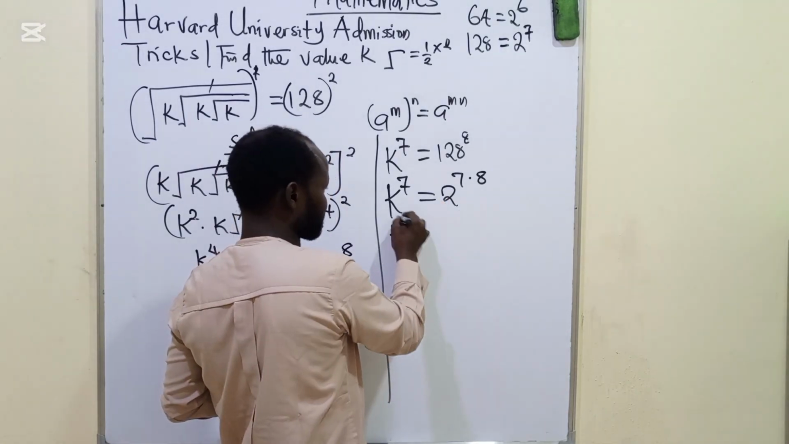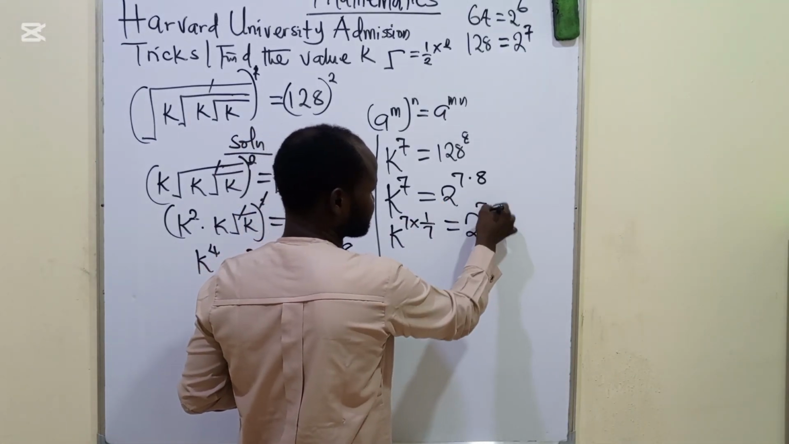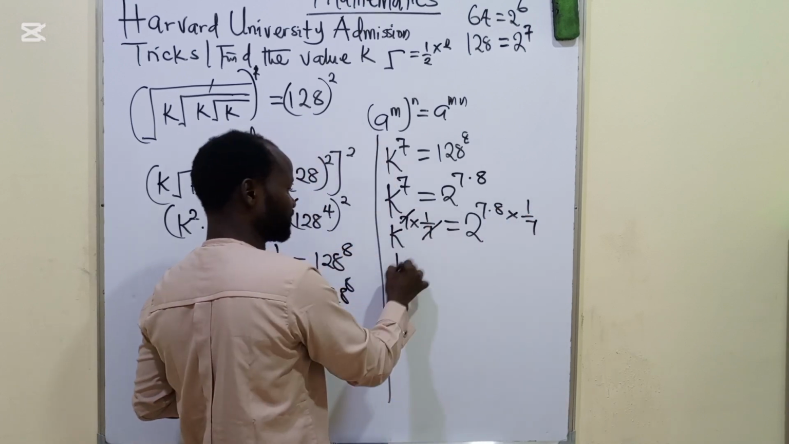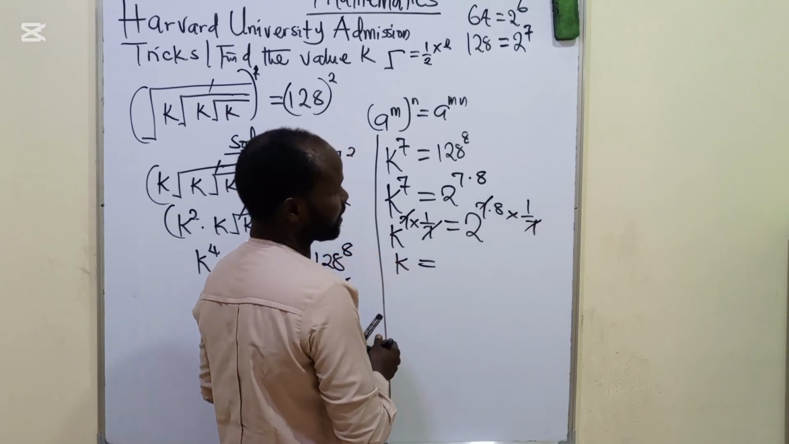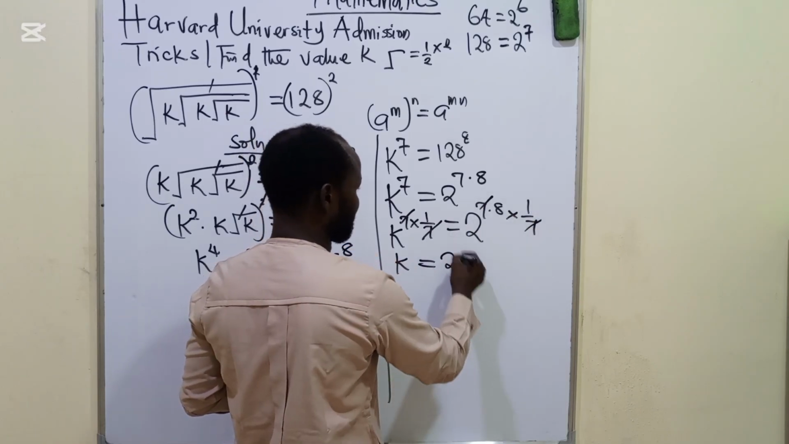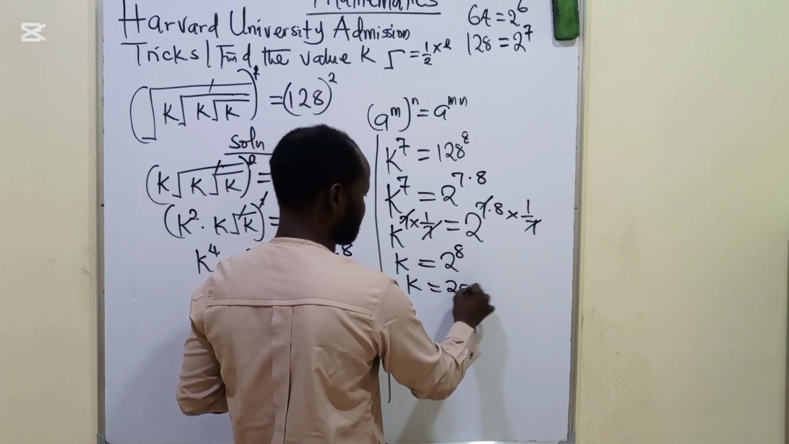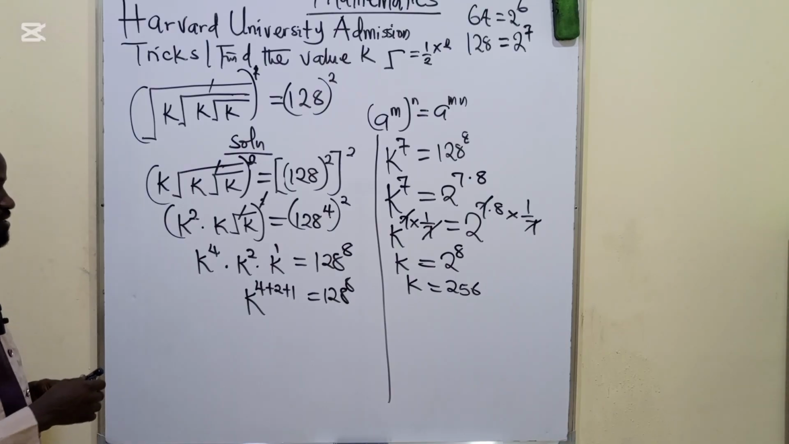So this will be k power 7 times 1 over 7 equals 2 power 7 times 8 times 1 over 7. This will divide this, we're left with k equals, the 7 cancels the 7, we're left with 2 power 8. K now will be 2 power 8, which is 256. So the value of k is 256.